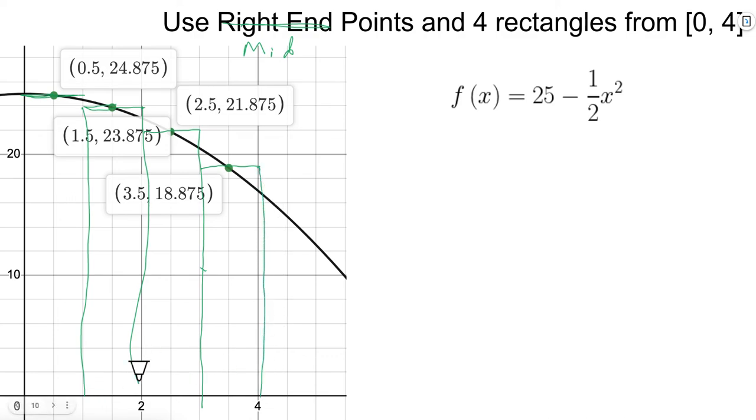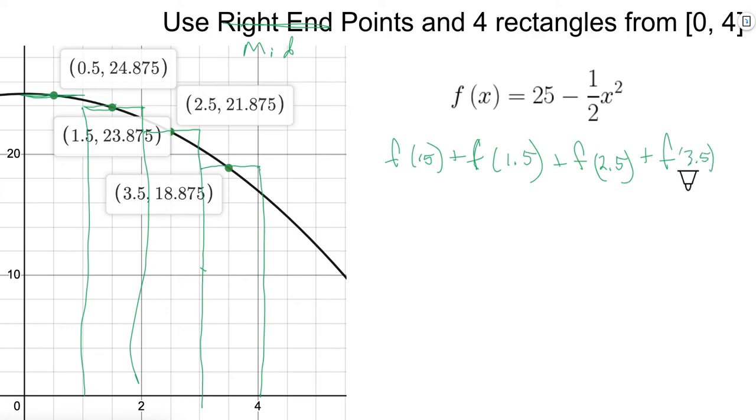And again, the widths are all still 1, so with the midpoints, we're finding the function value at 0.5, the function value at 1.5, the function value at 2.5, and then the function value at 3.5. We're going to add all those together and then multiply by the width. Okay, and what you'll see is as we get to here, this is our change in x, the width, and so you'll see that become a dx, and that's where that's coming from.